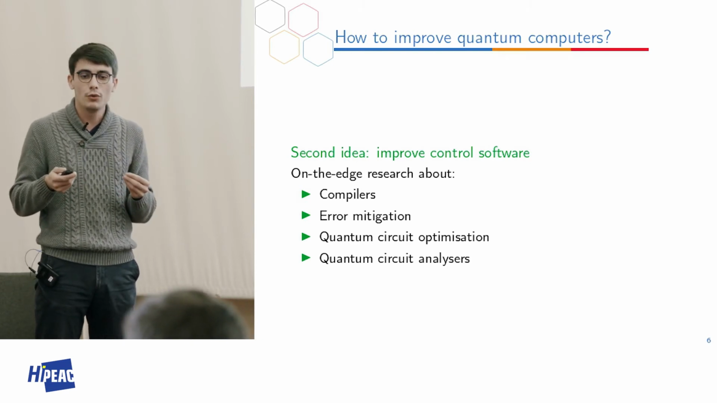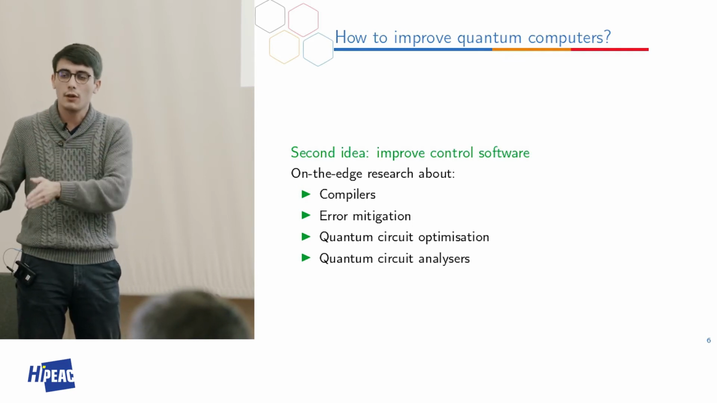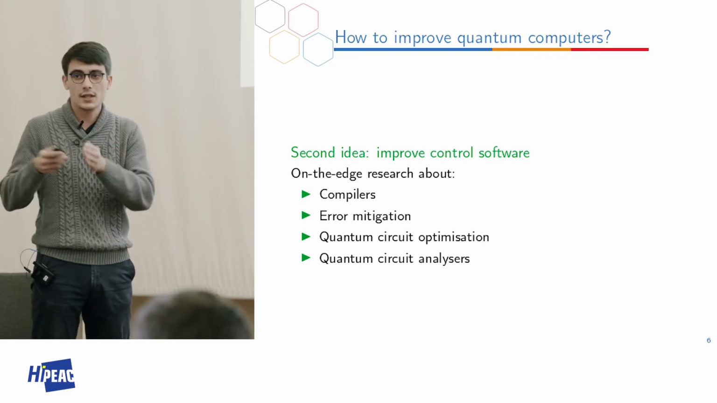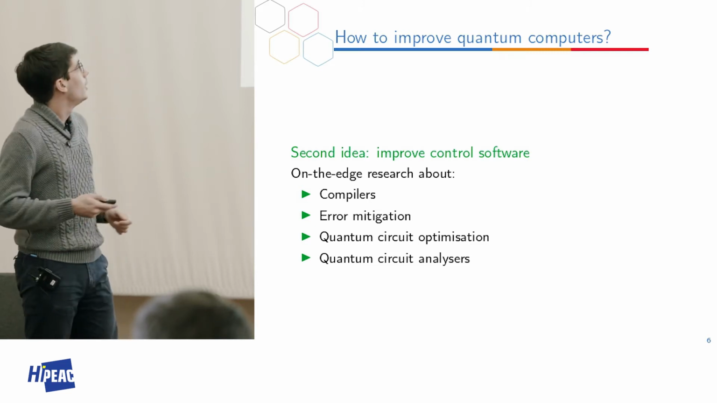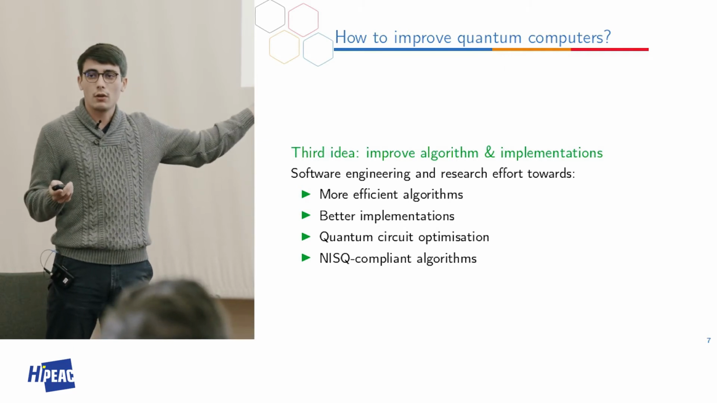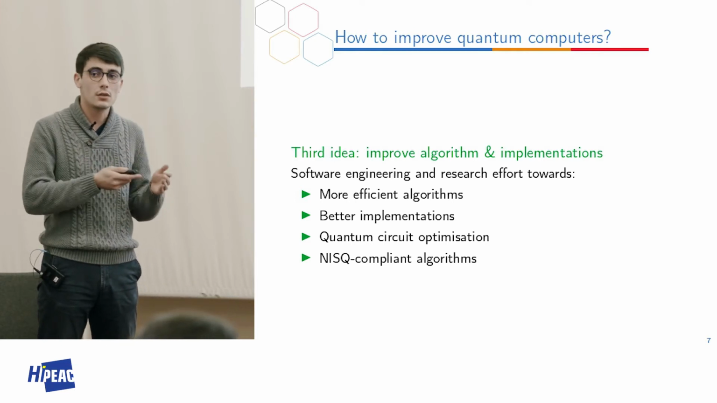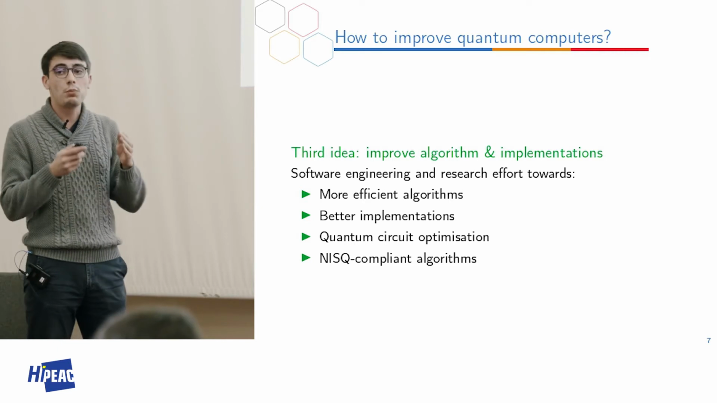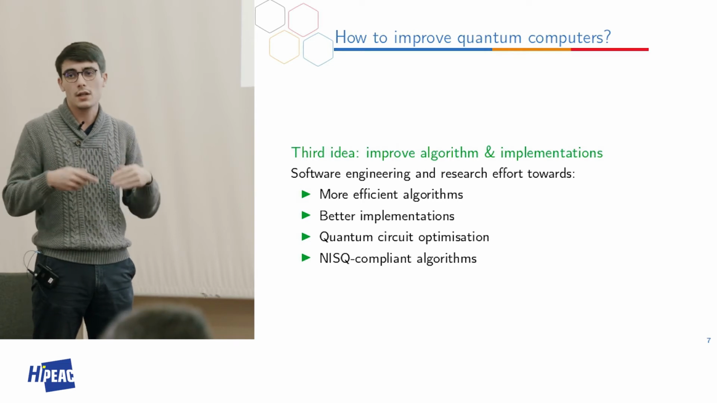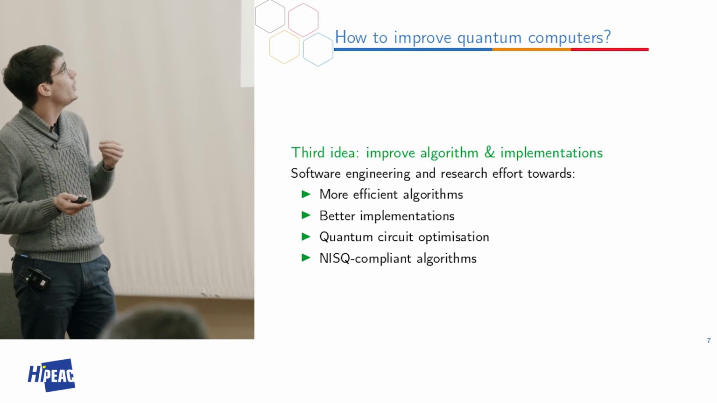If you can, for example, remove 50% of the gates from your circuit and have an equivalent circuit by just halving the number of gates with optimization techniques, you will end up having better results, because fewer gates means fewer errors. Third idea, we can also improve the algorithms and their actual implementation. If we have a better algorithm, we might end up having fewer gates, so fewer errors. Or if we have a better implementation of a given algorithm, same principle, fewer gates, fewer errors, and we end up having better results. And this is what we looked at a little bit.